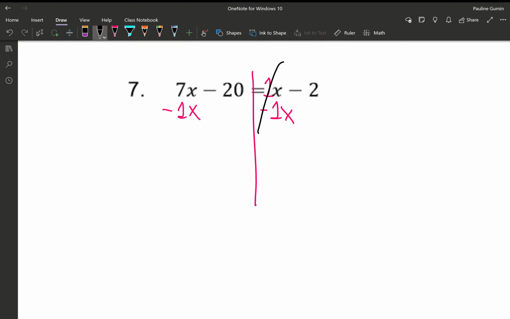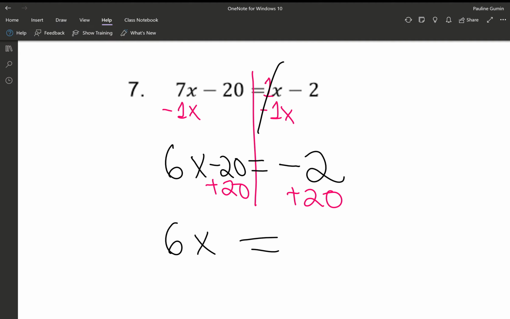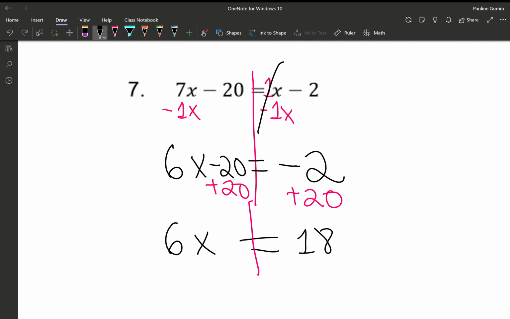Here they cancel, and I have 6x minus 20 equals negative 2. The minus goes with the 2. Okay? Next, I'm going to move the 20 over by adding it because that's the opposite of being subtracted. We're left with 6x equals negative 2 plus 20 is 18.